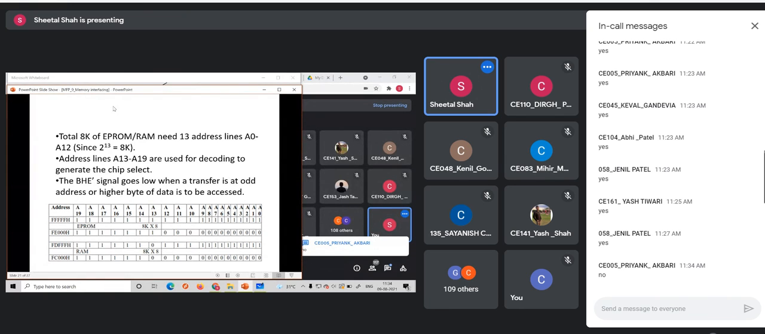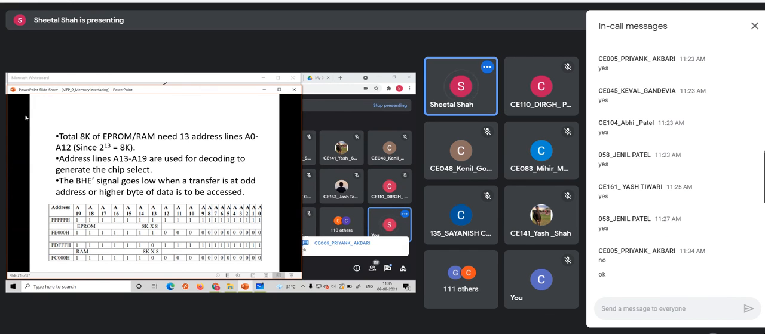Not clear? See, each IC is of 4K by 8. So the address lines would be 12 bits. And to select the bank, I require one more bit. As we know, A0 is specifically used to select the bank. You agree to this, all of you? So A0 is used to select the bank, whereas the 12 address lines A1 to A12 are used to select the memory location of that particular IC. Hope this is clear, everyone.